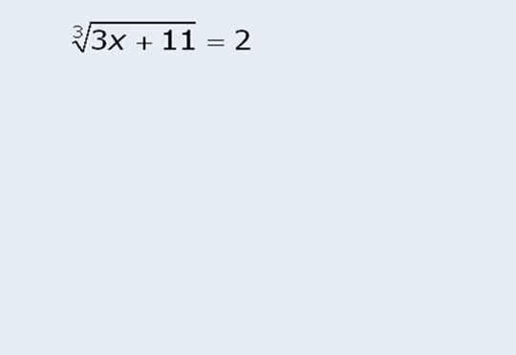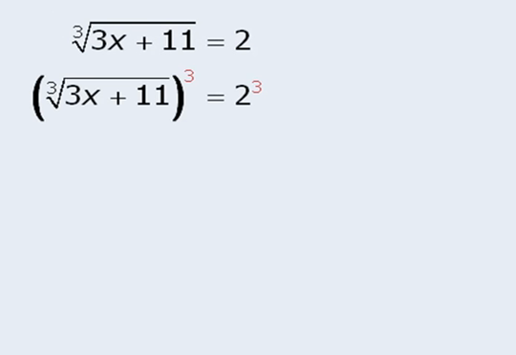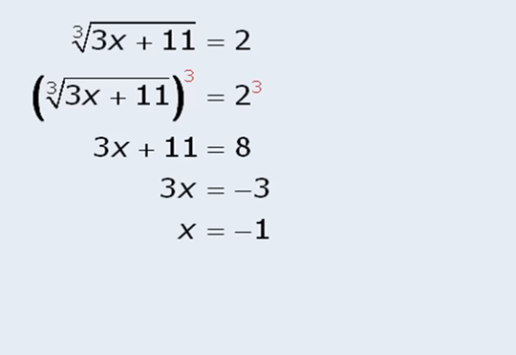This one involves a cube root. Now the technique is pretty much the same here. To eliminate the cube root, we must first raise each side to the power of 3. So for fourth roots, we will raise both sides to the power of 4, for fifth roots the power of 5, and so on. Now the cube root of 3x plus 11 all to the power of 3 is equal to 3x plus 11, and 2 to the power of 3 equals 8. From here we can solve for x by subtracting 11 from both sides, and then dividing both sides by 3 to get x equals negative 1.